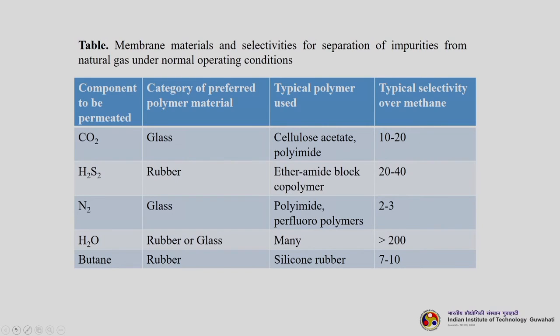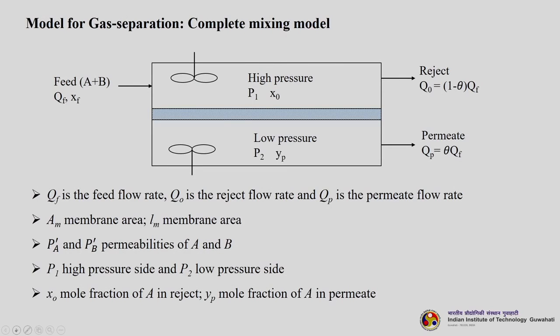If you use a cellulose acetate membrane, you may get selectivities around 10 to 20, okay, and etheramide will give us 20 to 40, polyamide the selectivity is around 2 to 3, and there are many rubbery and glassy materials. So, mostly you will get more than 200 selectivity, and silicon rubber will also give us a selectivity of 7 to 10. So, you can choose depending upon your applications. Now, let us quickly discuss a small model for the gas separation.